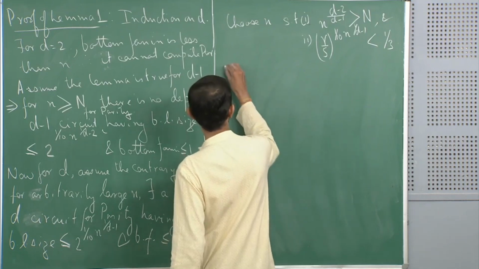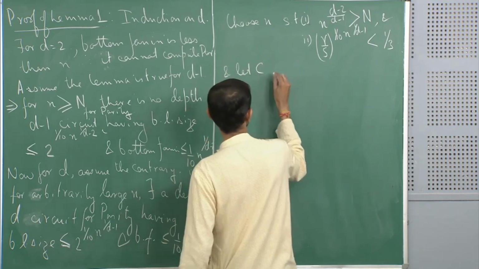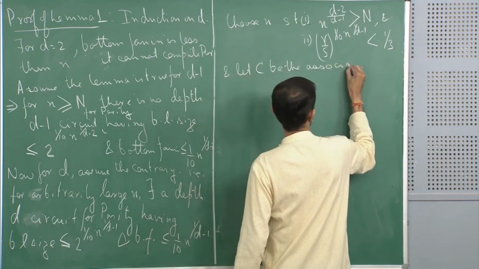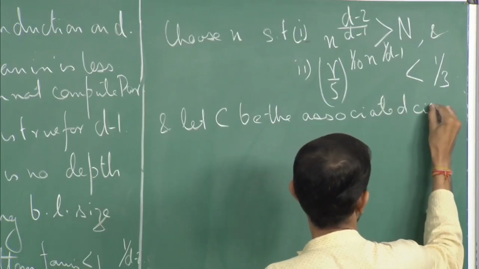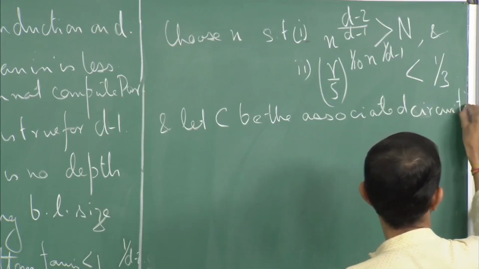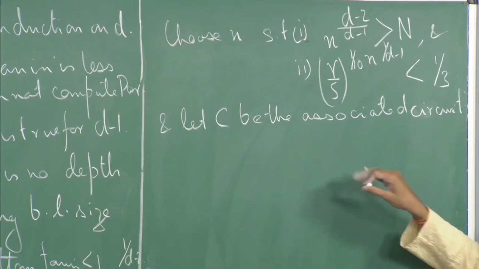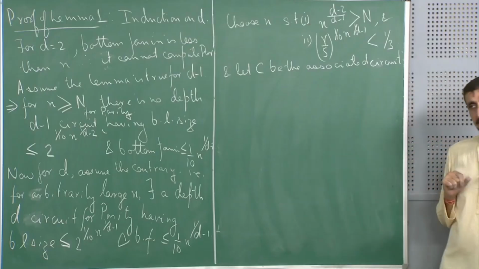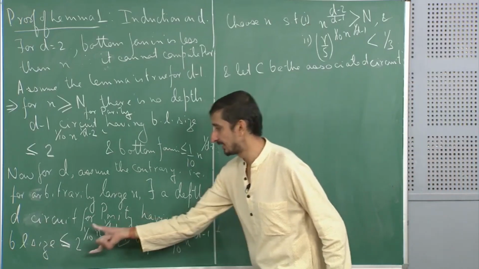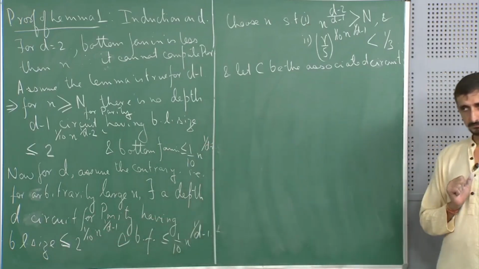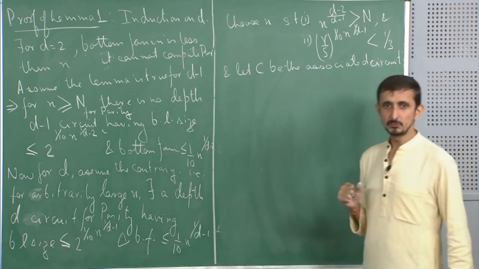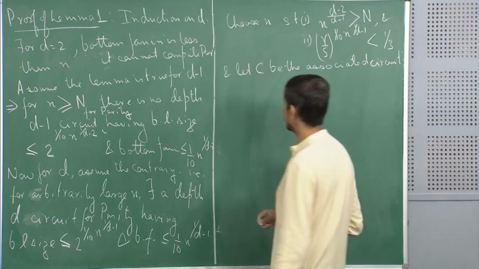And let C be the associated circuit. So, for that value of n and for depth D, let C be that particular circuit which has bottom fan-in at most this and but last size at most this. Now, we will apply the switching lemma. Now we will see how we can apply the switching lemma.